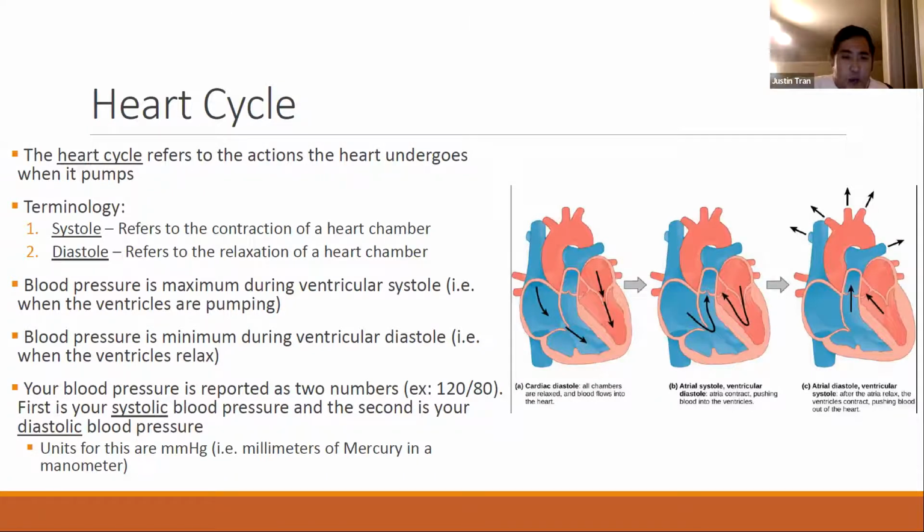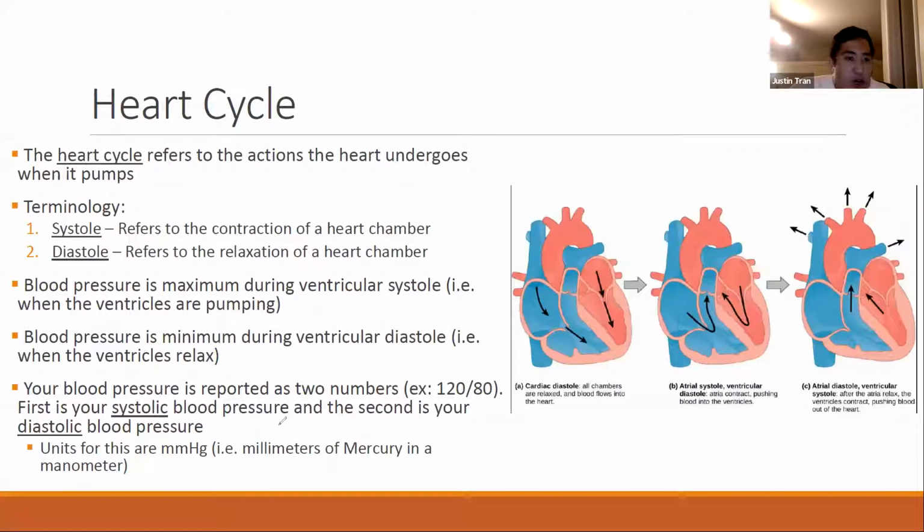If you have high blood pressure, usually both of these numbers are elevated. But there are conditions where maybe only your systolic blood pressure is elevated but your diastolic is normal. And there are also conditions where your diastolic pressure is elevated but your systolic is normal. That's why it's always reported as two different numbers.